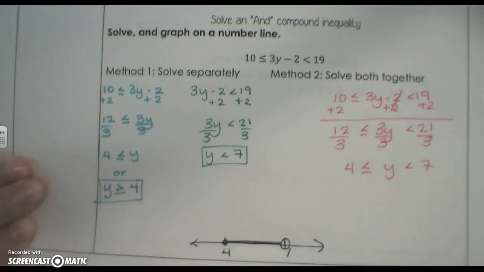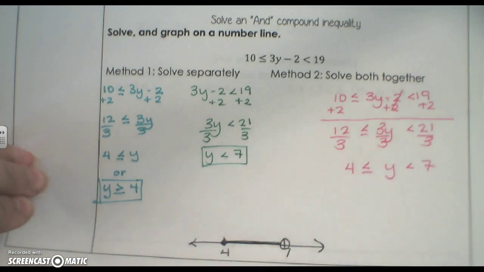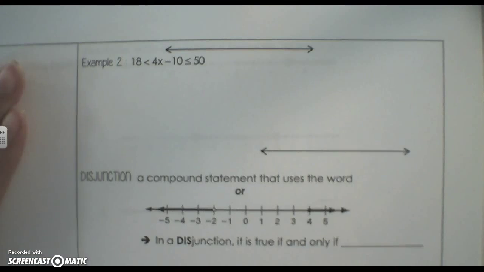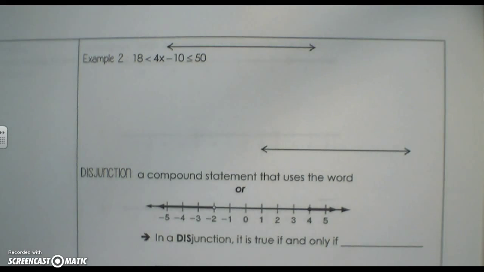So go ahead and try, if we turn to that next page, page 15, you're going to try example 2 on your own, whichever method you prefer. Go ahead and try that now and check when you're ready.